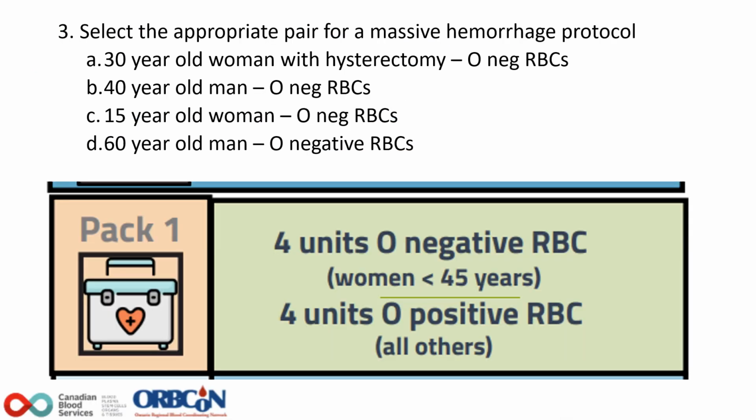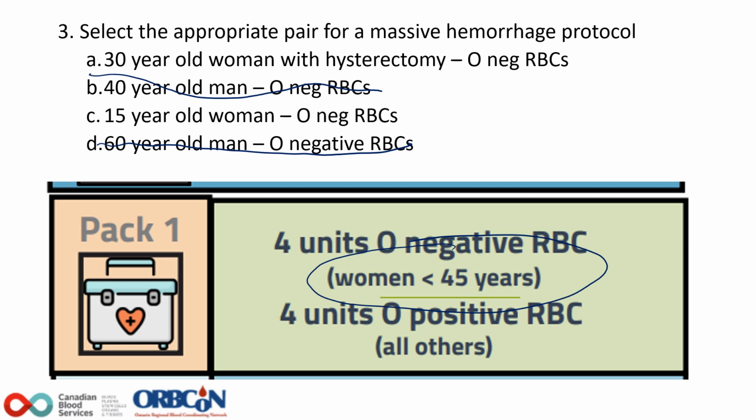So question 3 gets at the use of Rh-negative versus Rh-positive units in a bleeding person where you don't know the blood type. So we have an MHP going on, and we need to know what the appropriate pairing of a person to the O-neg unit is most appropriate. And I pulled this image from the toolkit, and you can see any woman less than 45 years of age should receive O-neg. So off the bat, we can say that this 60-year-old man doesn't need it, and this 40-year-old man doesn't need it.